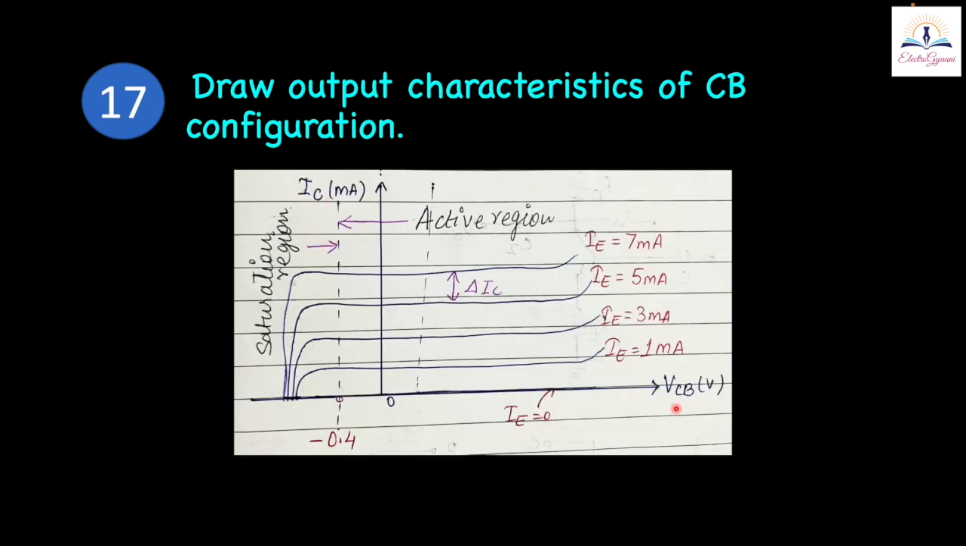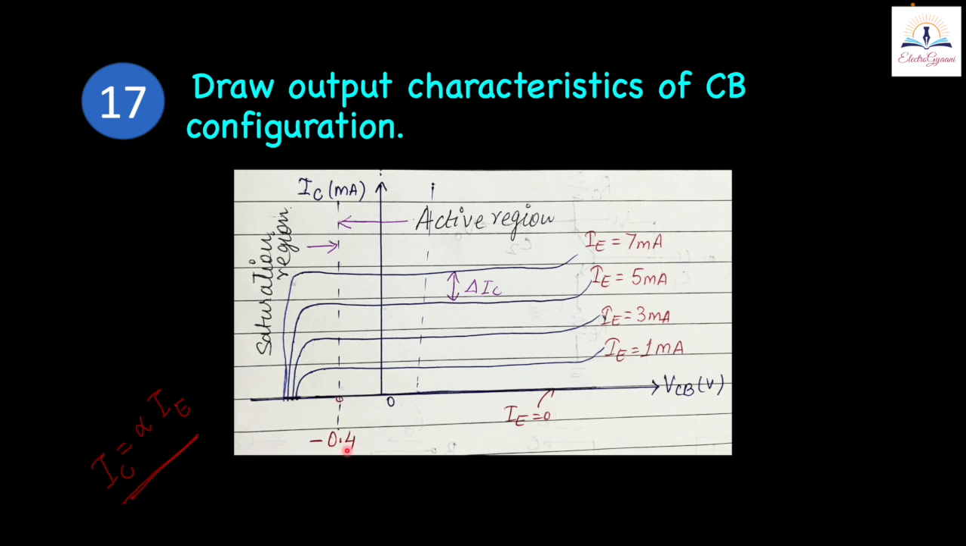Now draw output characteristics of common base configuration, which is drawn between the collector current and the collector-base voltage while the emitter current is constant. So for a constant emitter current, you can see that the collector current will rise in this way. After a certain point, it becomes constant. Why so? Because this collector current is given by the relation IC equals alpha times IE. So alpha is approximately 0.99, so that's why we get almost the same collector current and emitter current.